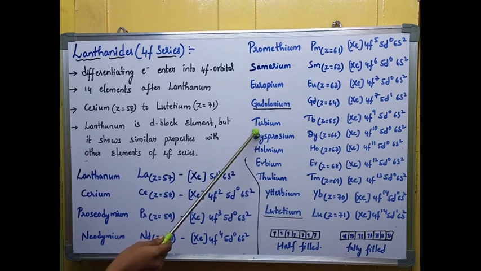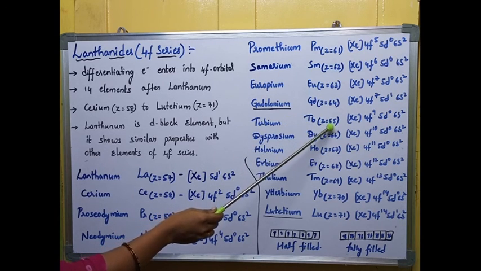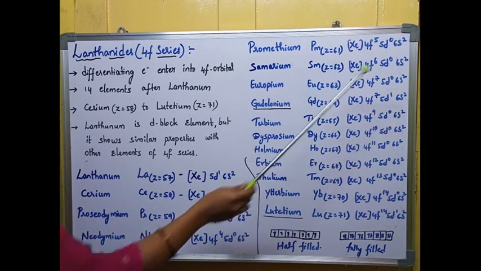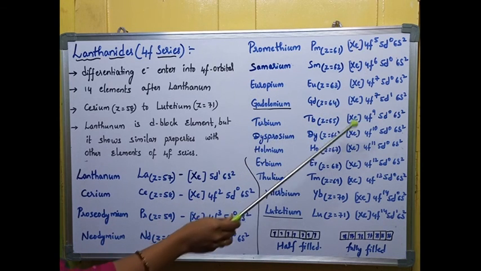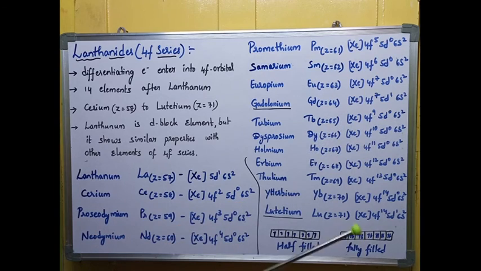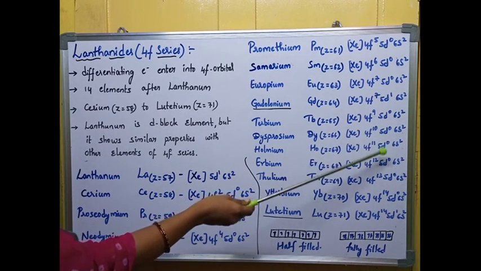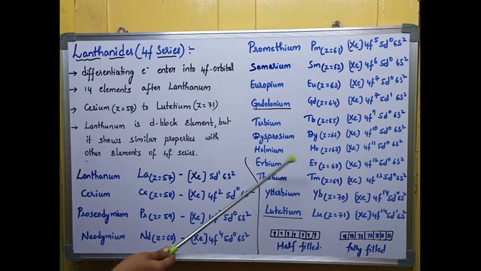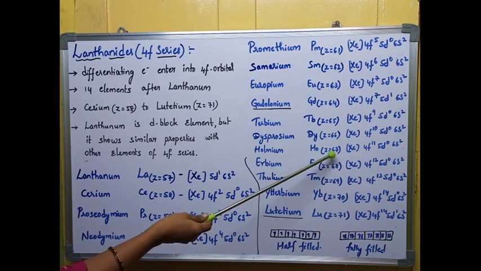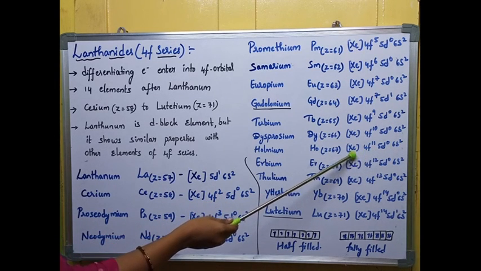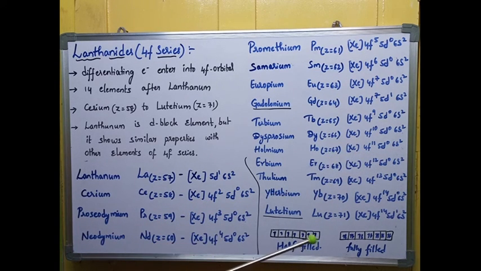Okay, now terbium you can see 65. So xenon 4f9 5d0 6s2. Dysprosium 66. So xenon 4f10 5d0 6s2. Here onwards again the electron will enter into 4f only. It is not entering into 5d again. Okay, next holmium 67. So xenon 4f11 5d0 6s2. Here 54 plus 13, you will get 67.